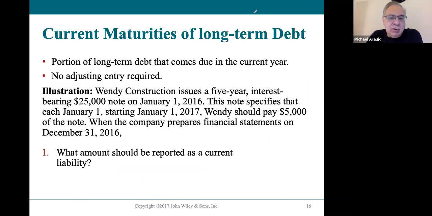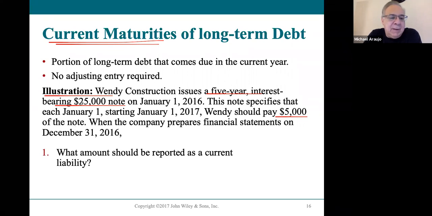One thing to know too is that there's a lot of long-term debt on the books, but whatever is due this year is part of current liabilities. So they call that the current maturities of the long-term debt. So here's an example where you have this construction company, Wendy Construction. They have a 5-year interest-bearing $25,000 note. The note specifies that on every January 1st, they're going to be paying $5,000 of that note down.